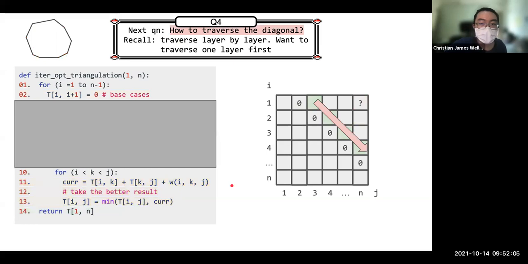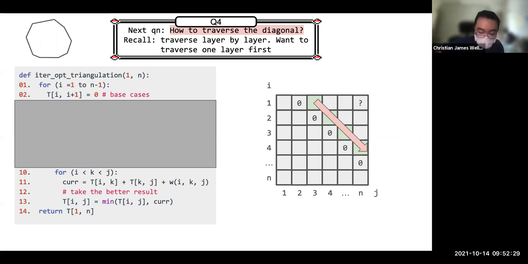The next question is, how do I traverse the diagonal? Because recall, we want to move over in this direction. We need to traverse it like this, then like this, then like this, then like this. That's the picture.